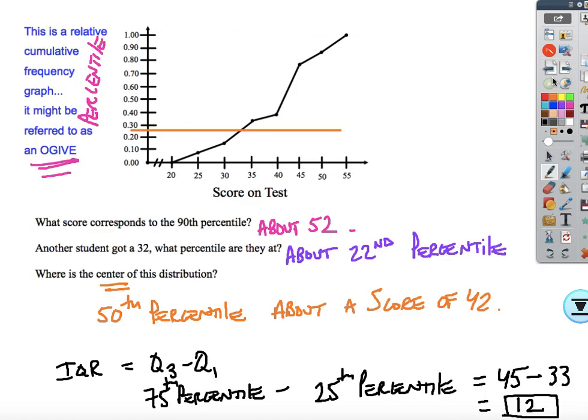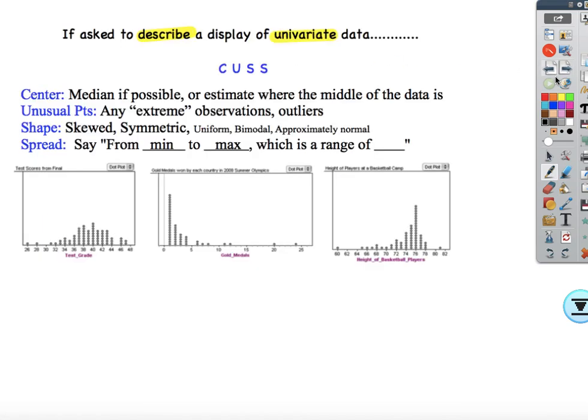Oh, you won't have to make one. I don't think they've ever in the history of the AP test had you make one, but you might have to read one. And at this point when they're reducing it down to 2 questions, this might not be on there at all, but it's good to just review it just in case. Again, when you're told to describe, make sure that you cuss. This is when you have univariate data. That means one variable.